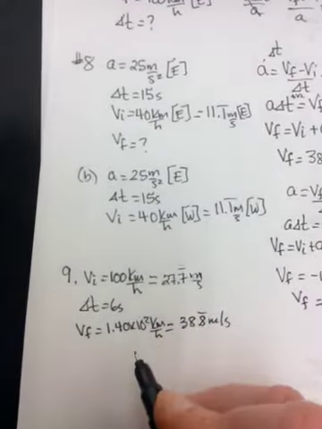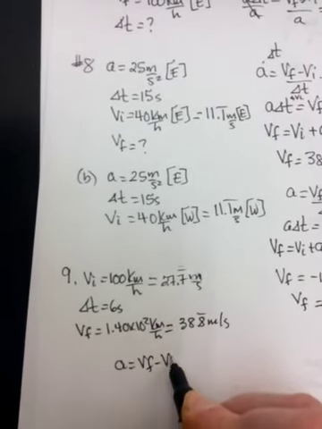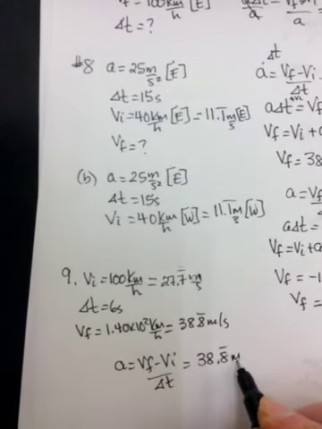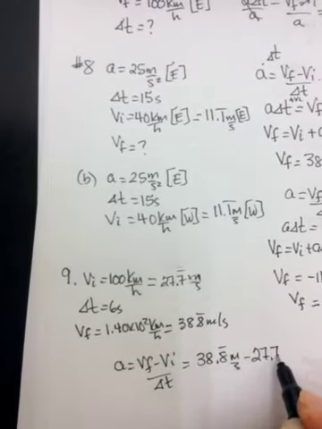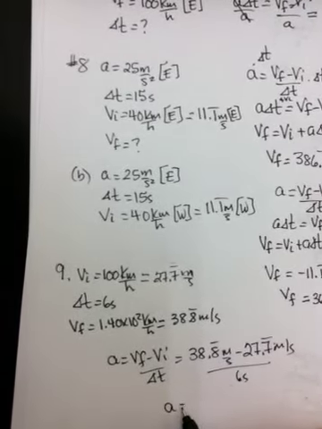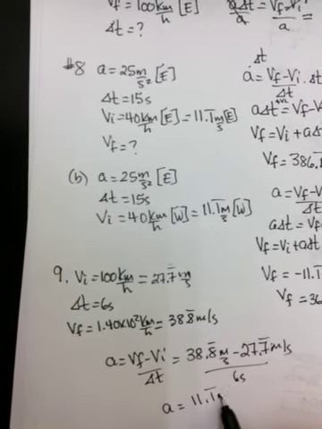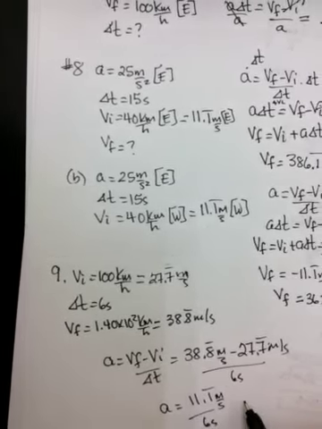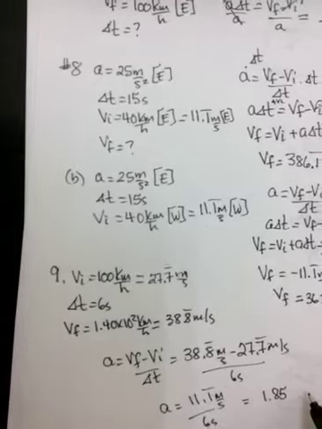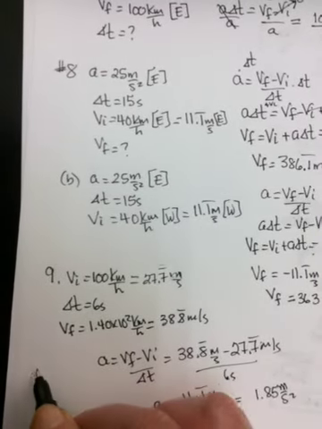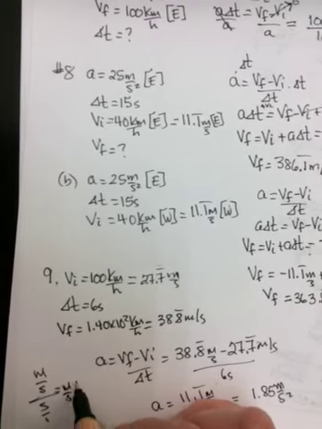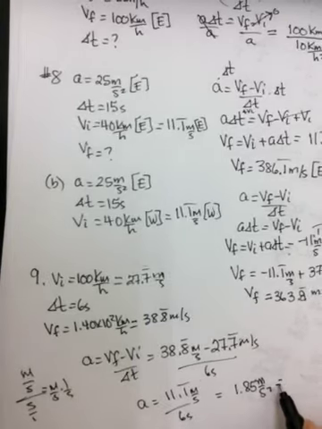Meters per second. Okay, so a is equal to Vf minus Vi over delta t. So 38.8 repeating minus 27.7 repeating divided by 6 seconds. On the top you get, I think, 11.1 repeating divided by 6 seconds. And this should give you 1.85, maybe, meters per second squared. Because again, meters per second divided by seconds over 1 is equal to meters per second times 1 over seconds. So meters per second squared.